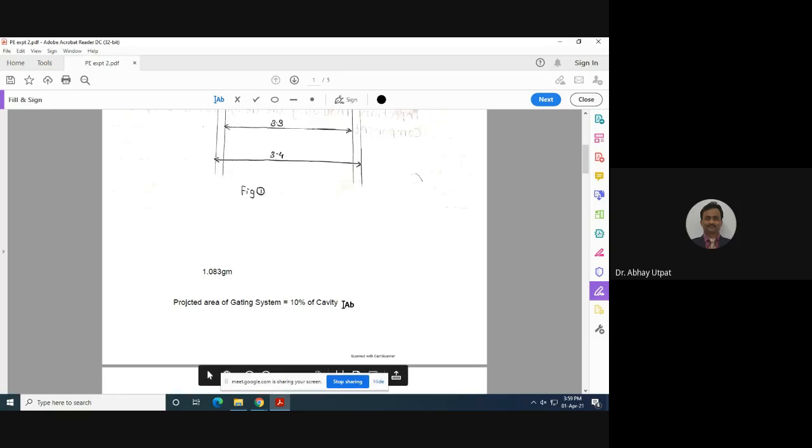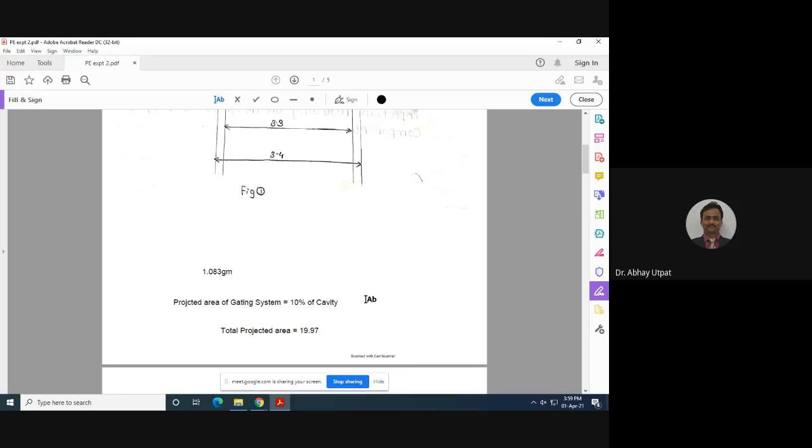Total projected area becomes 19.97 centimeter square. This projected area is for two holes including the gating system.